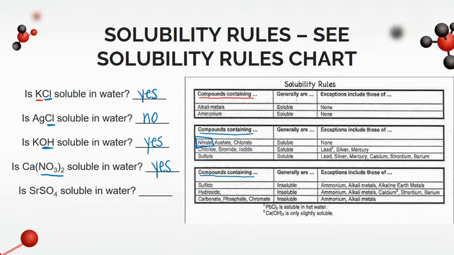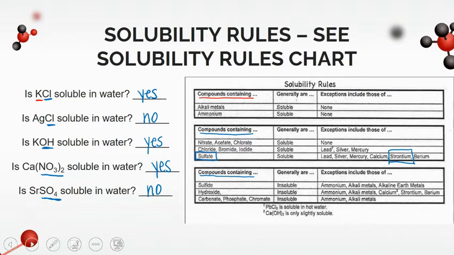And last but not least, we have, is strontium sulfate soluble in water? So strontium's not an alkali metal or ammonium, so we have to look at the sulfate. So compounds containing sulfate are in the second table right here, and they are soluble except lead, silver, mercury, calcium, strontium. So they're soluble except strontium sulfate, so this one would not be soluble. So we have another no there.